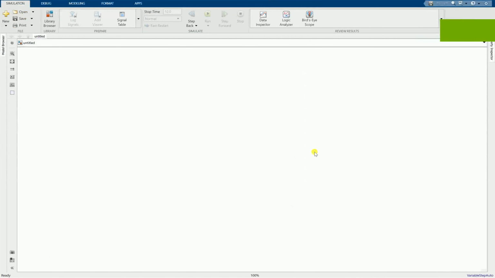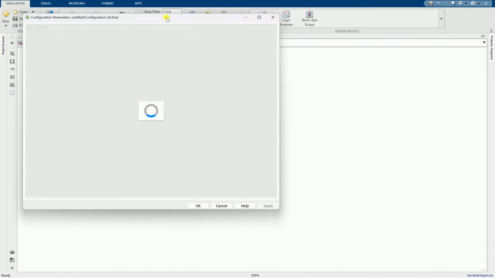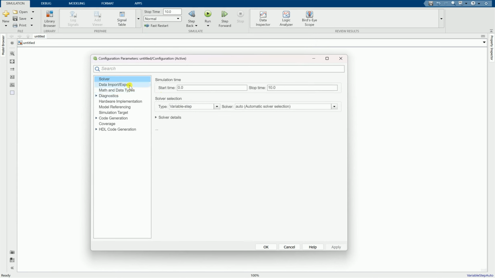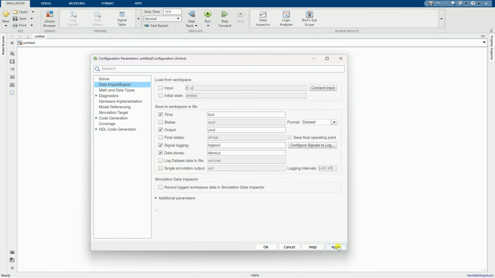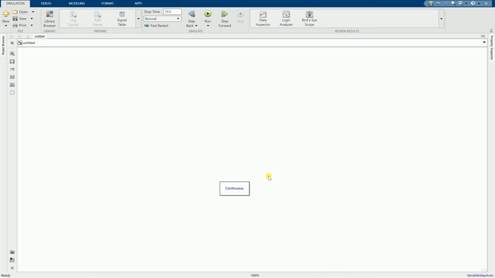Then we are going to add first the powergui block, like this. Then we need to go to the settings here, to data import and export, and make it not a single output. Apply and okay. This is to give us different variables in the workspace for each array, as you will see right now.